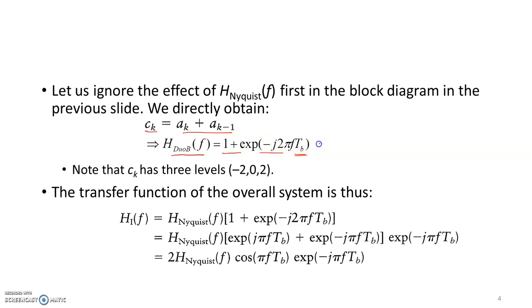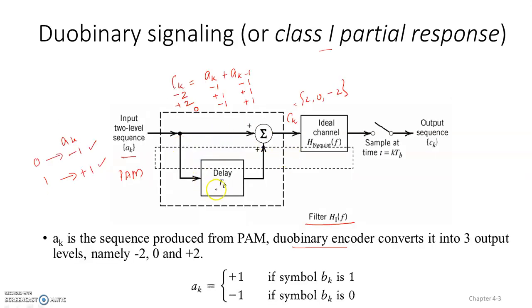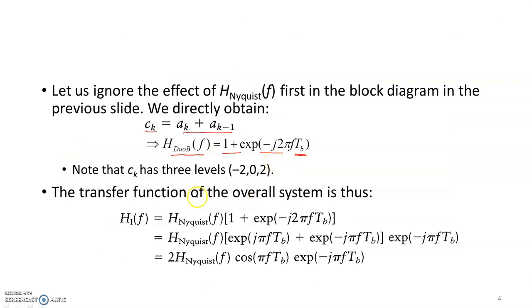So this is the frequency response of the duobinary part. For the Nyquist channel, we already know the response. What will be the total filter response of this duobinary signaling? It will be the multiplication of these two, since these are cascaded systems. So you can write the transfer function of the overall system, H_1(f), as H_Nyquist(f) multiplied by the frequency response of the duobinary encoder, that is, 1 plus e^{-j2πfT_b}.